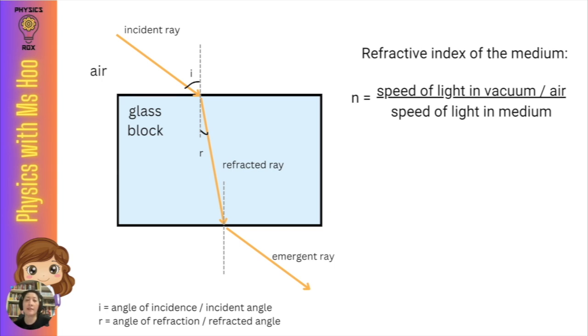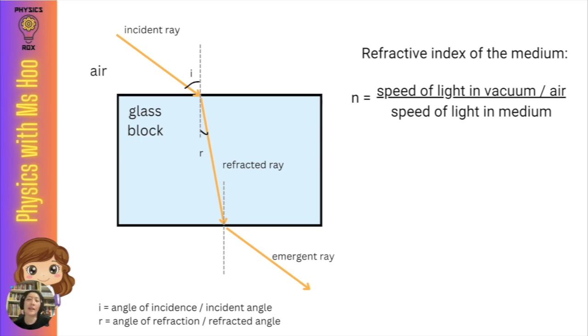Now, because in air, that ray is the incident ray because it's coming from the source, that angle is known as the angle of incidence, or also known as the incident angle. The light ray that is traveling in the glass block is known as the refracted ray. So the angle between the refracted ray and the normal line, which I've labeled here as R, is known as the angle of refraction or refracted angle. So you can call the angle either way. Angle of incidence and incident angle, same thing. Angle of refraction or refracted angle, same thing.